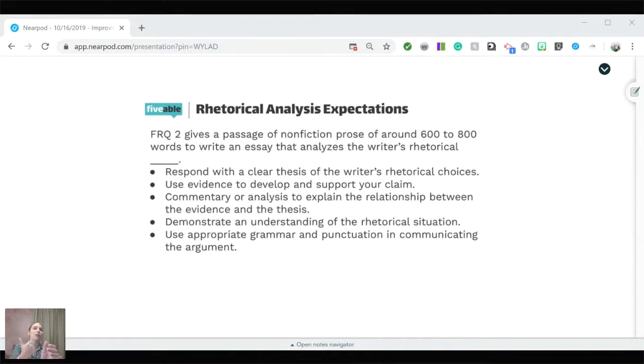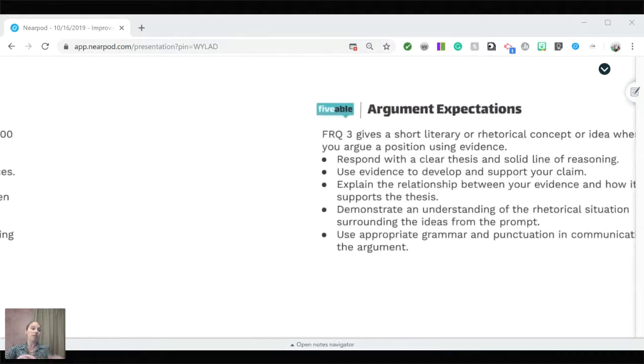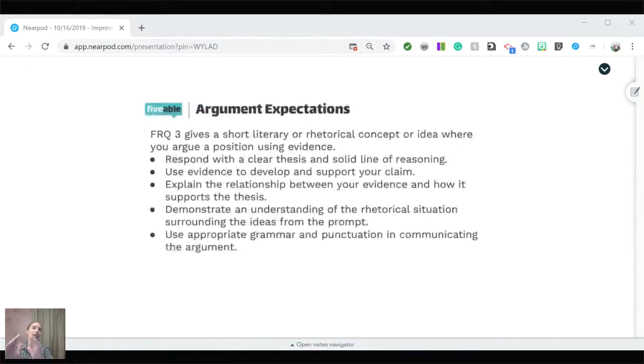So it's your claim about theirs. So we're really getting in the brain there. And then demonstrate understanding of that rhetorical situation again. Of course, the rhetorical situation of the article, but the rhetorical situation that you are having to write in, and then using appropriate grammar. So the last one is the argument expectations, okay?